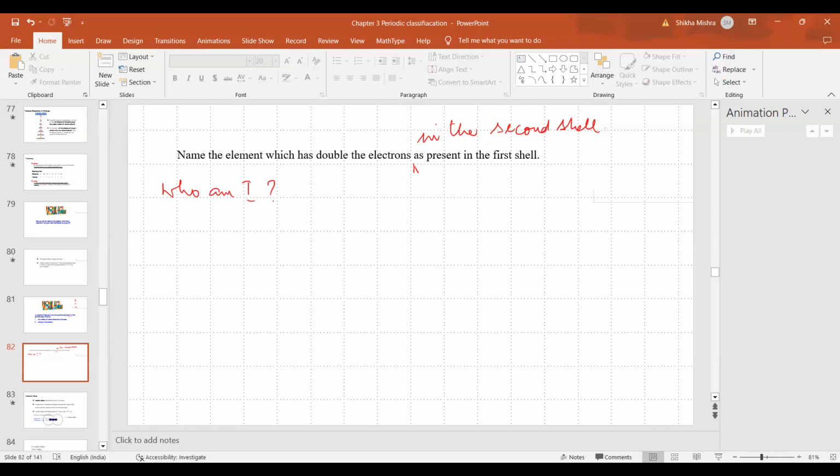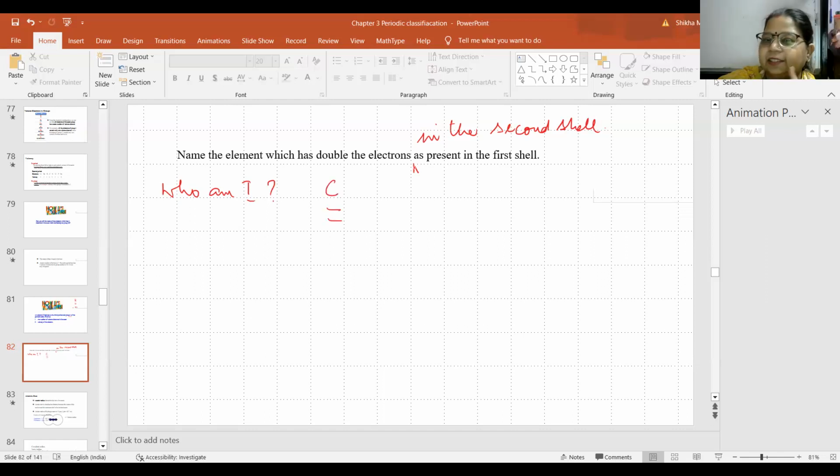Mom, is it carbon? 2,4. Correct. See, the moment I said that in the second shell, we know double the number of electrons in the second shell itself is a big clue. First shell always has 2. So the second shell having the double number, double has to be 4. 2 plus 4 is 6 and 6 is the atomic number of carbon. You need to do a lot of practice on these small questions, right?